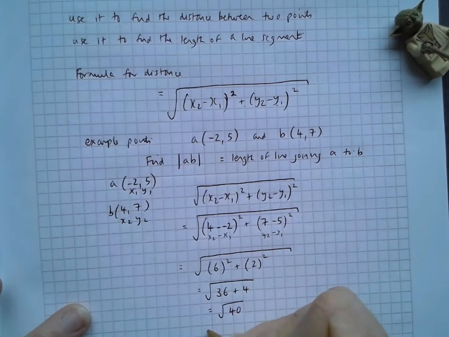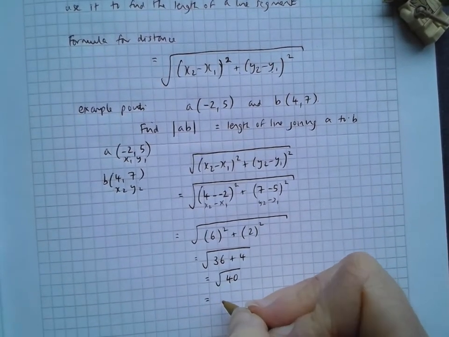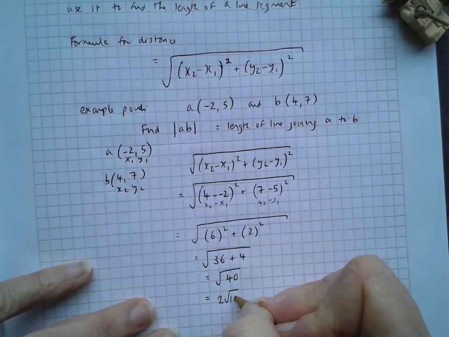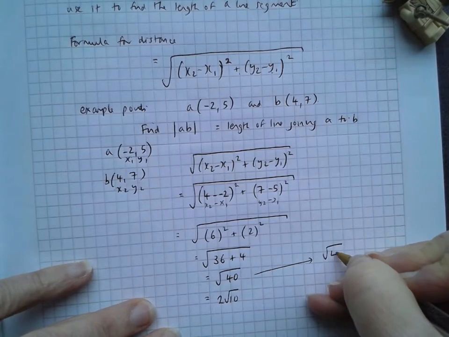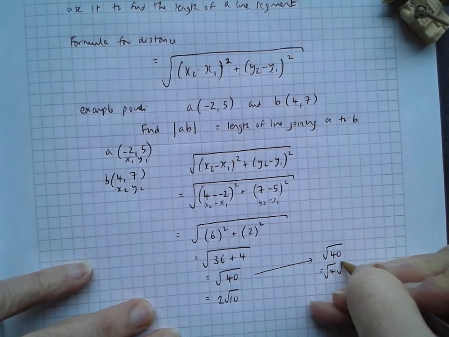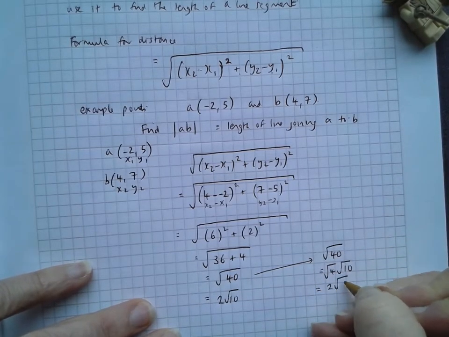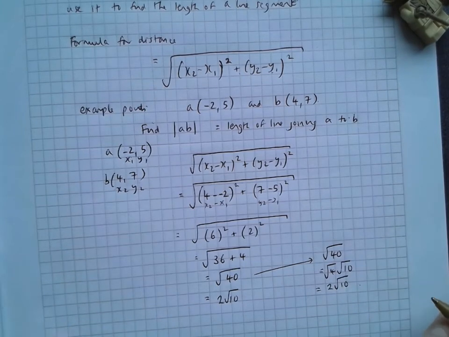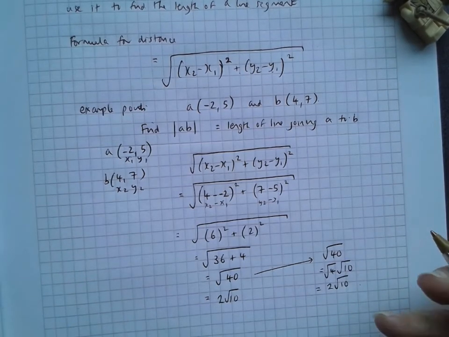If you put the square root of 40 into your calculator, it'll tell you that it's 2 root 10. A quick diversion, root 40 you see is the same as root 4 by root 10, and root 4 is 2, so it's 2 root 10. We'll come back to that when we do some work on surds. So I hope that helps.